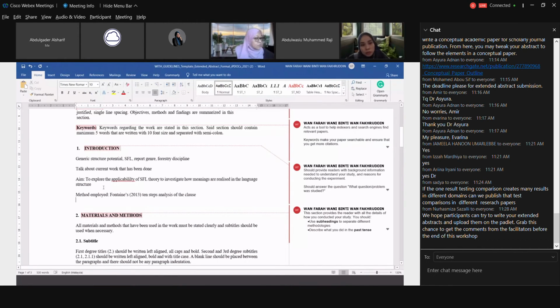Okay, so this is just for the purpose of the workshop. I just go back to my thesis and go to my preliminary study section, and I wrote there in my thesis that my preliminary study was to explore the applicability of the theory, to investigate how meanings are realized in the language structure. This is from my thesis. So whatever I have here is already in my thesis.